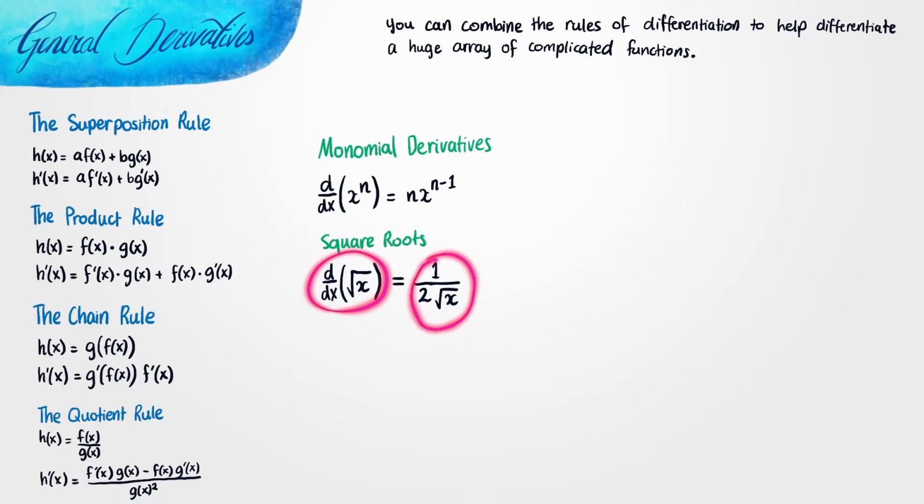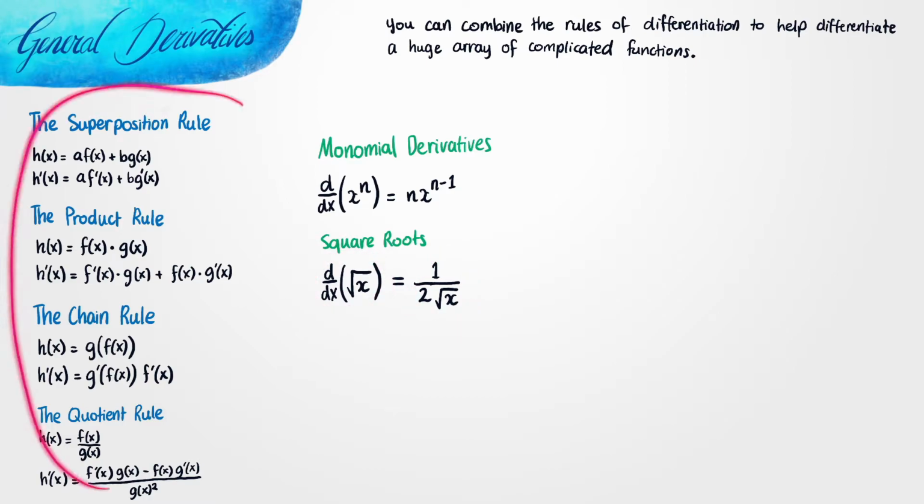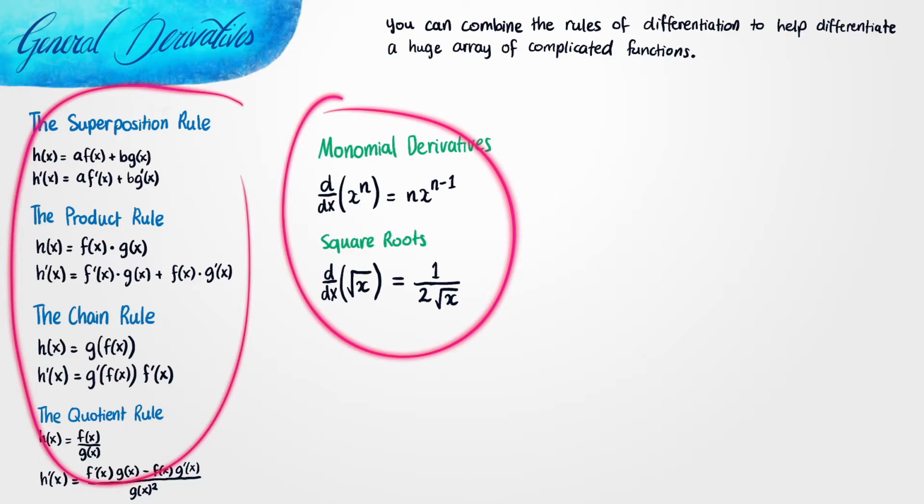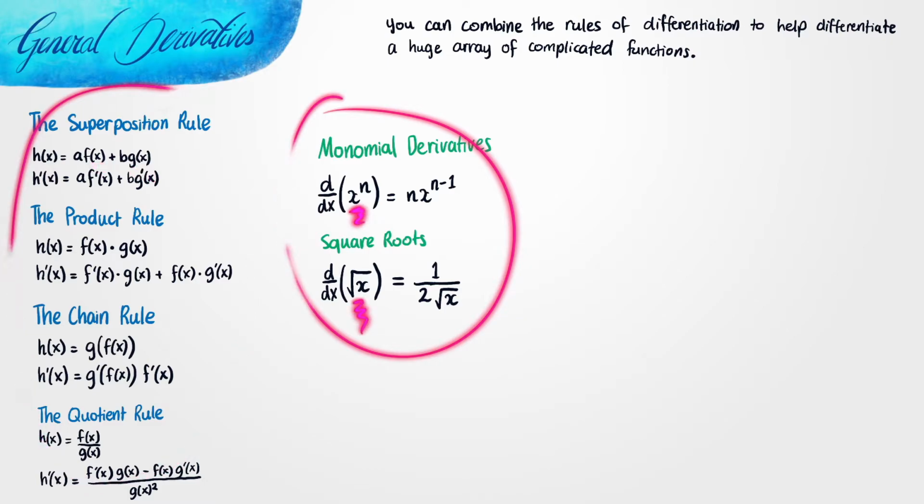And as I said earlier, you probably should commit this to memory, because if you're taking a course on calculus, chances are it's going to come up a fair bit. Now if you look carefully, the difference between the rules on the left and the rules on the right is that the rules on the left don't force us to use specific functions. We're just referring to general functions f and g. But the rules on the right refer to specific functions.